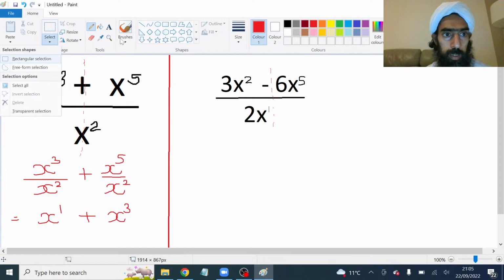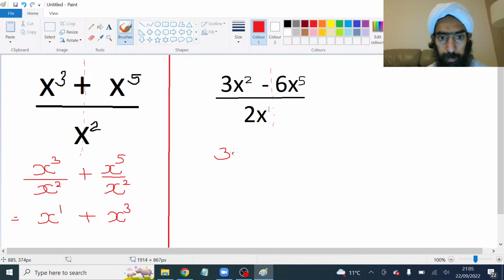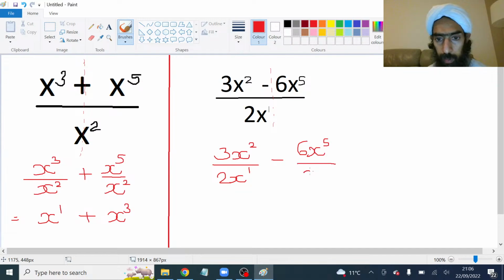Remember, the denominator is going to stay the same on both. So we are going to have a new fraction of 3x squared over 2x. Remember that x is really power 1. Then we've got the takeaway, then the second fraction, 6x to the power 5, and that's going to be again over 2x.